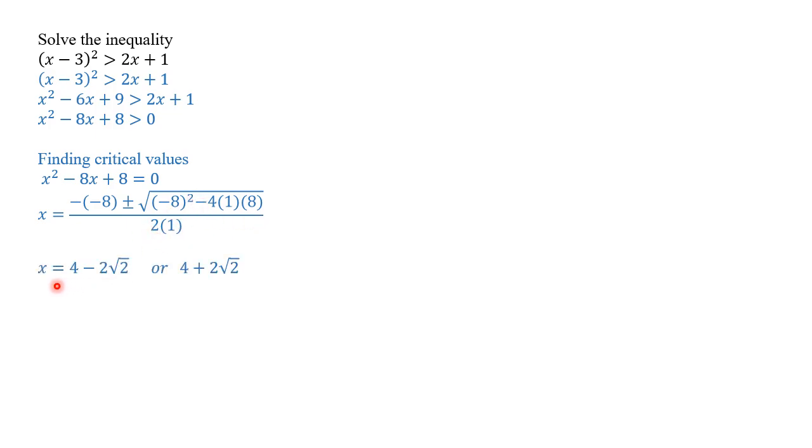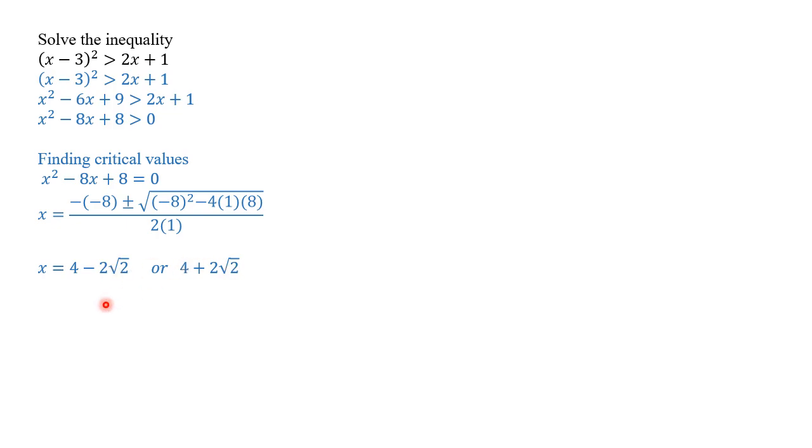So how are we going to find the critical values here? We say either you use method of completing square or method of factorization, or use the quadratic formula. So in this case we are going to use the quadratic formula here. So x is equals to minus b plus or minus square root of b squared minus 4ac all over 2a here. So this will give us x is equals to 4 minus 2 root 2 or 4 plus 2 root 2 here. So now we have these two critical values here.